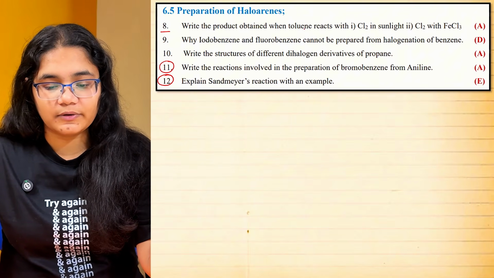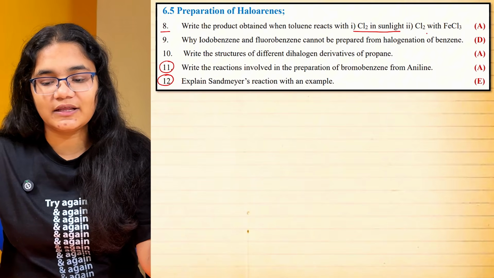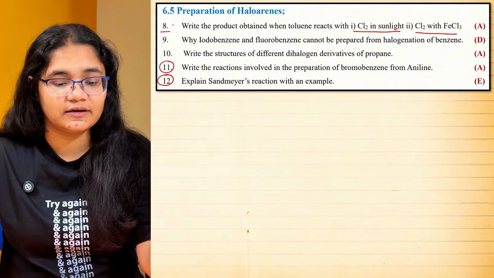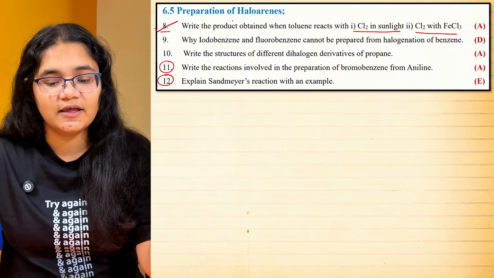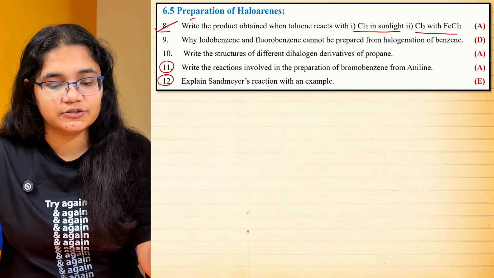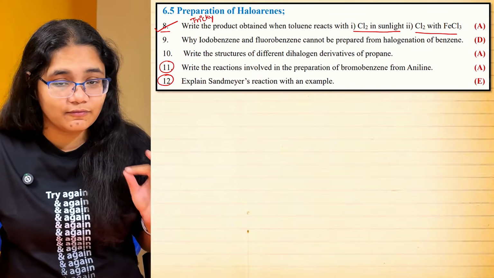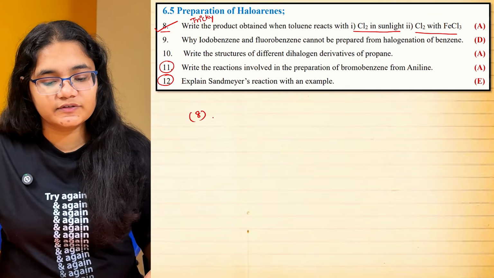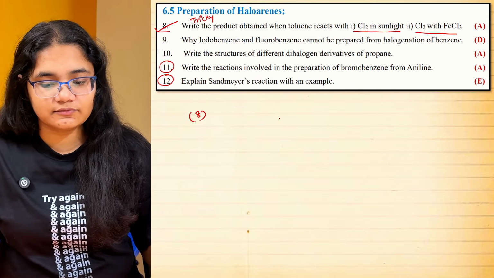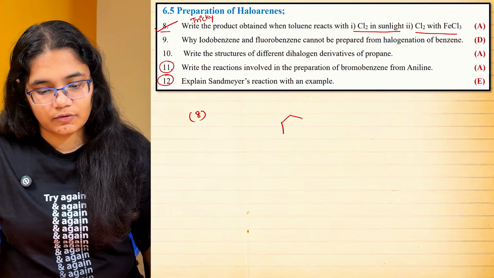Write the product obtained when toluene reacts with Cl2 in sunlight and Cl2 in FeCl3. Now, let me tell you, this is a very, very tricky question. If you are not thorough with the concept, you will get this question wrong. So see, what is this one? Toluene.